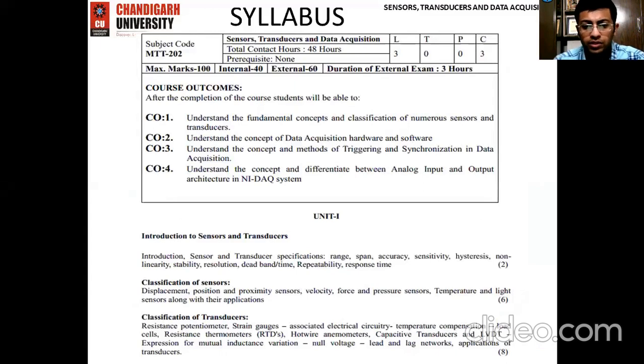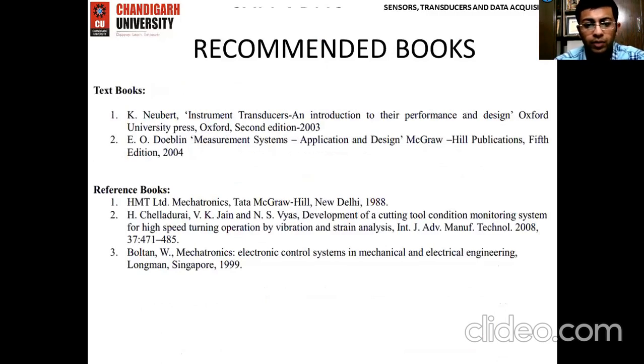This is the syllabus. This is showing unit 1. So we'll be dealing with chapter number 1, that is Introduction to Sensor and Transducer, their specification and classification, today. These are the recommended books. The textbooks you can refer to are Neubert, Instrument Transducers, and Doebelin, Measurement Systems.